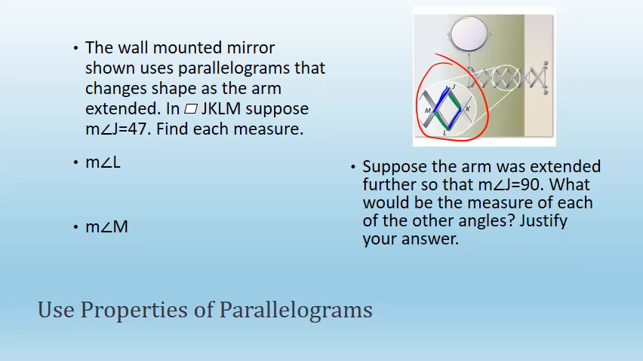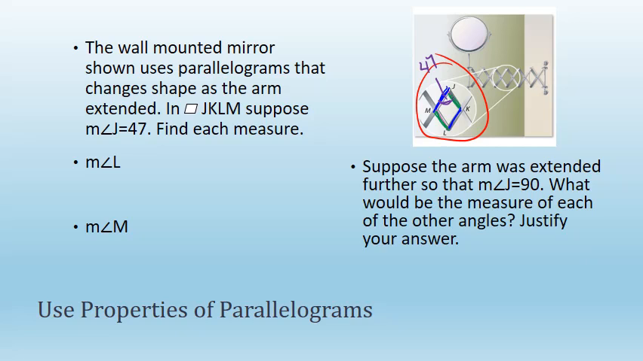And now we're going to use these properties to help us find some measures. It says the wall-mounted mirror shown uses parallelograms that change shape as the arm is extended. Suppose in parallelogram JKLM that the measure of angle J is 47. So it's saying that this angle here is 47. And then we're asked to find the measures of angle L and then angle M.